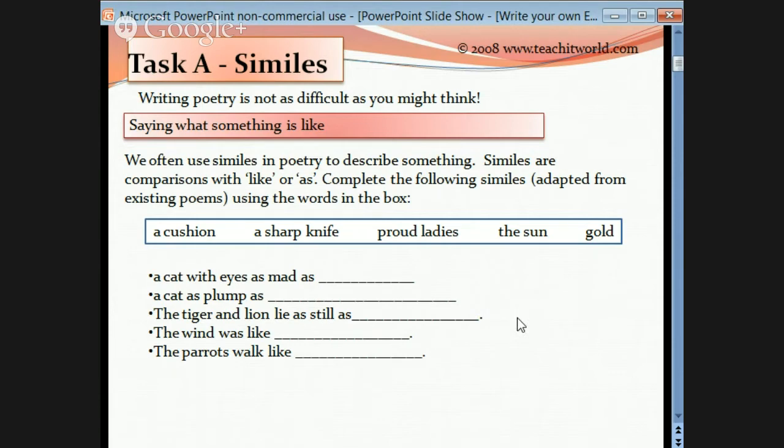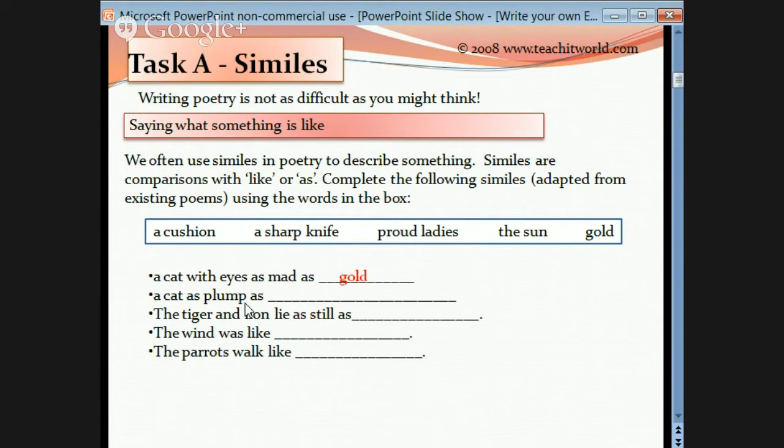We have some things here. A cat with eyes as mad as... These are all real similes that were used in existing poems. I don't necessarily agree with the ones they chose because they're difficult to understand. Some are easy, but the first one, we have a cushion, a sharp knife, proud ladies, the sun, and gold. So the first one, a cat with eyes as mad as gold. Very difficult. I don't really understand that one myself.